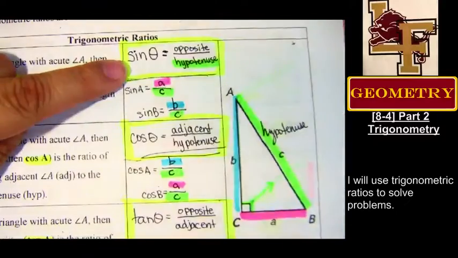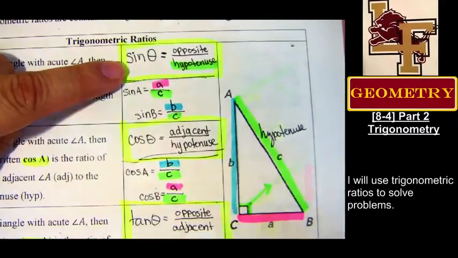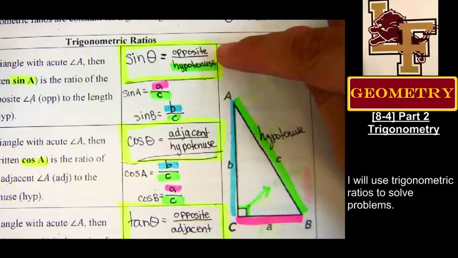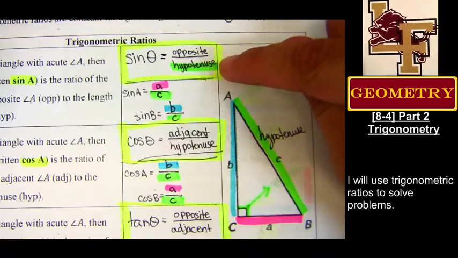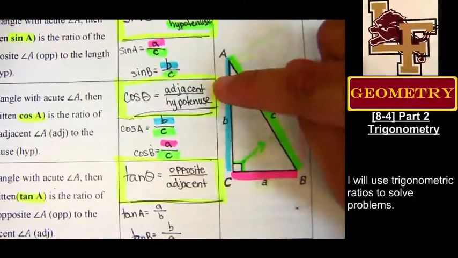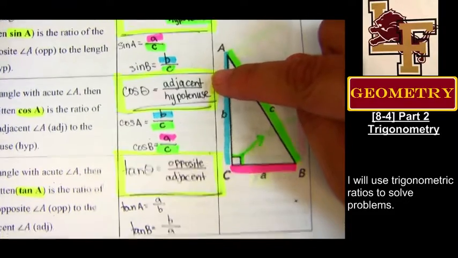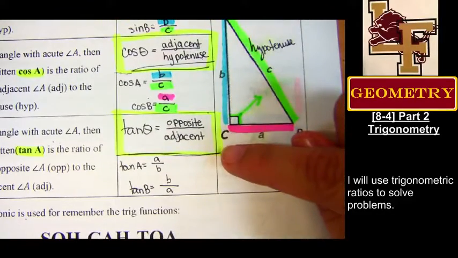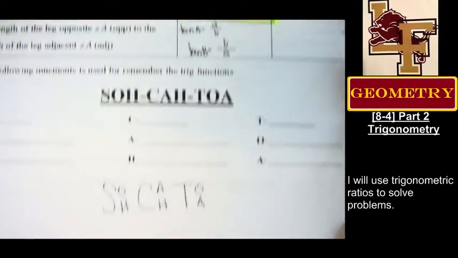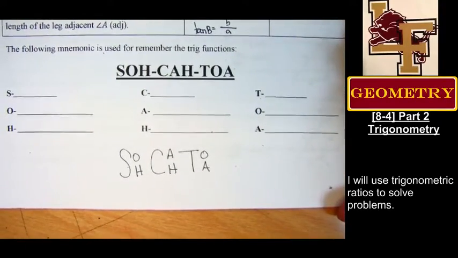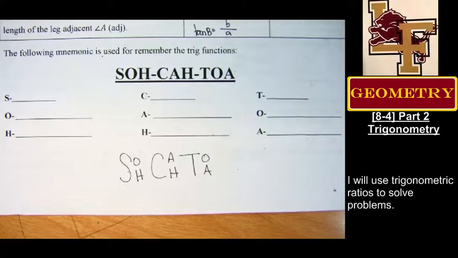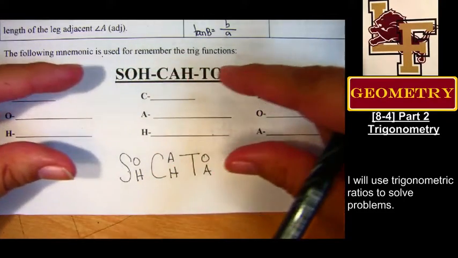Last time, we saw that the sine of any angle was given by a fraction of the side opposite it divided by the hypotenuse of the triangle. Cosine was adjacent over hypotenuse, and tangent was opposite over adjacent. We had this funny little saying to help us remember them. What was our saying? Yeah! Some old hippie caught another hippie tripping on acid.